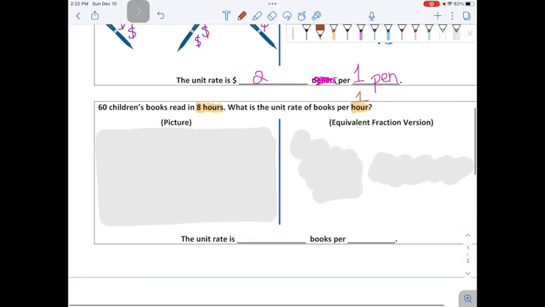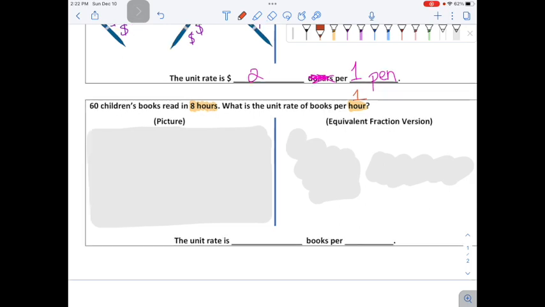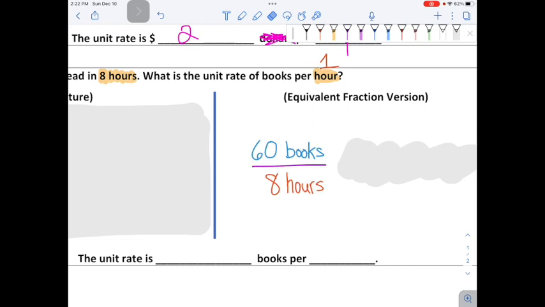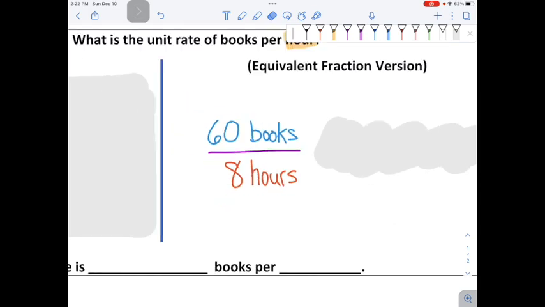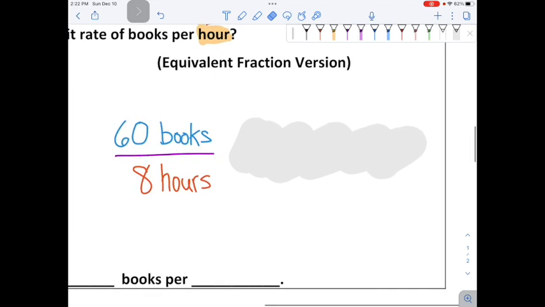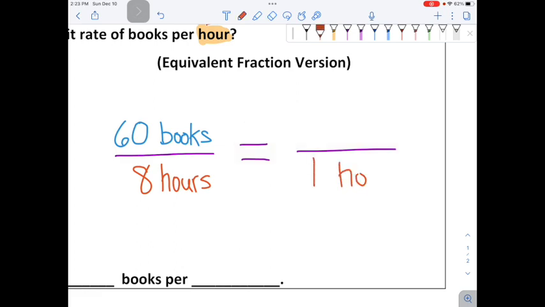This time I'm not going to start with the picture. This time I'm going to start with the equivalent fraction version. I want to get to 1 hour. That means I'm going to write hours on the bottom of my first fraction. In 8 hours, 60 books are read. Please make sure you copy that down. I want to know, what if we just had 1 hour? How many books could we expect to be read? That means that 1 hour goes on the bottom of my second fraction, and I'm going to divide across. So we have 8 divided by 8 and 60 divided by 8.